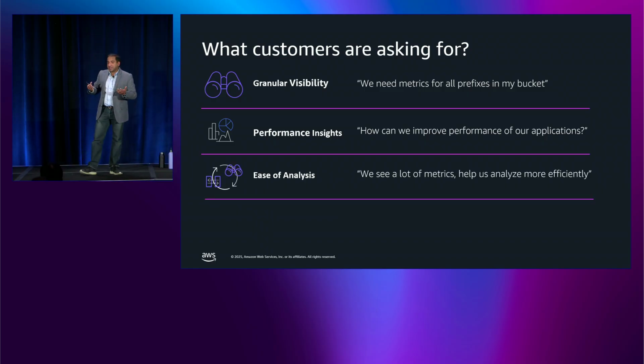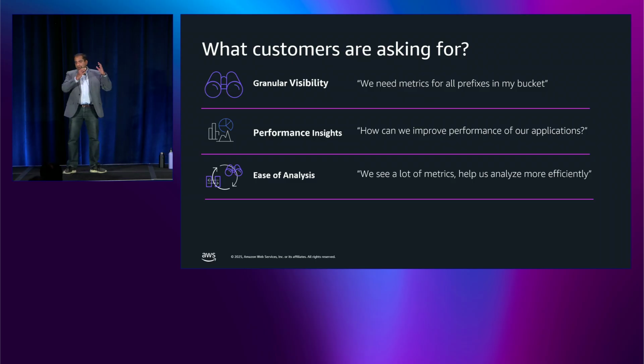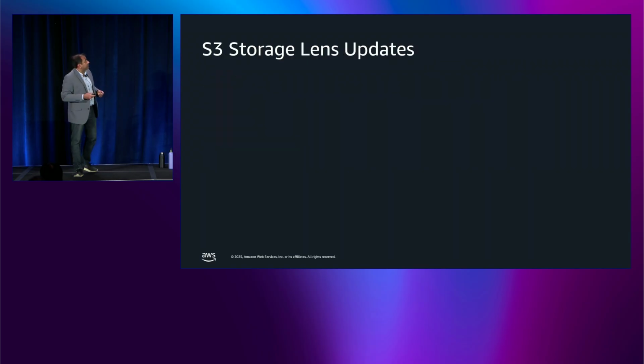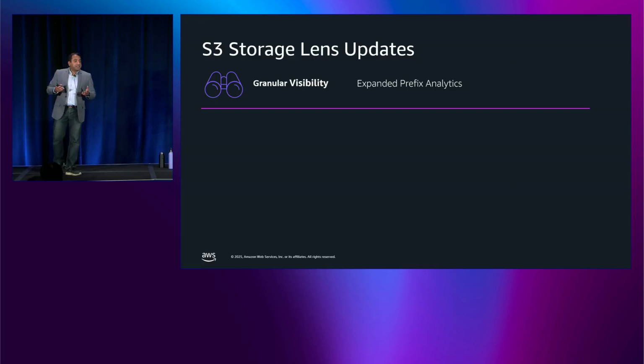And finally, ease of analysis. We have a lot of metrics. We have a lot of dimensions that you can slice and dice in Storage Lens, all the way from organization, accounts, regions, buckets, and prefixes. How do we make this analysis simpler for you? So we are really excited by the three launches we made yesterday. Number one, in Storage Lens now, you have a new capability. It's called the Expanded Prefix Analytics. Essentially, you can now get metrics for all prefixes in your buckets in Storage Lens.